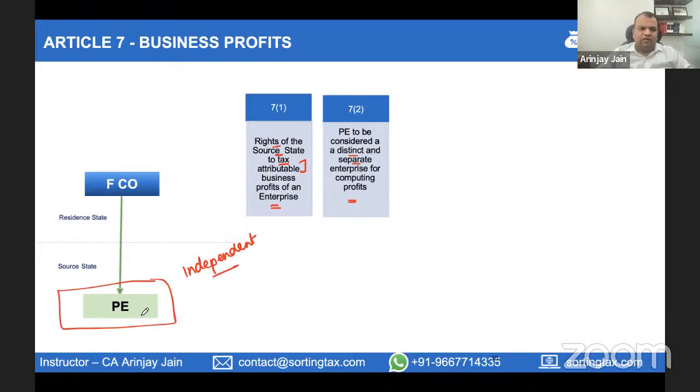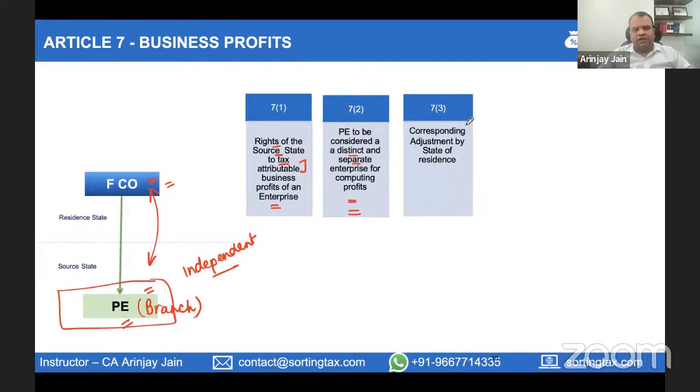Now, let's say, for example, this PE is nothing but a branch of the foreign company, and there are transactions between the head office and the branch. For calculating the business profit, all these transactions between the PE and the head office are also required to be calculated assuming the PE is a separate and distinct entity, even though from a legal standpoint, a PE or a branch is a part of the head office.